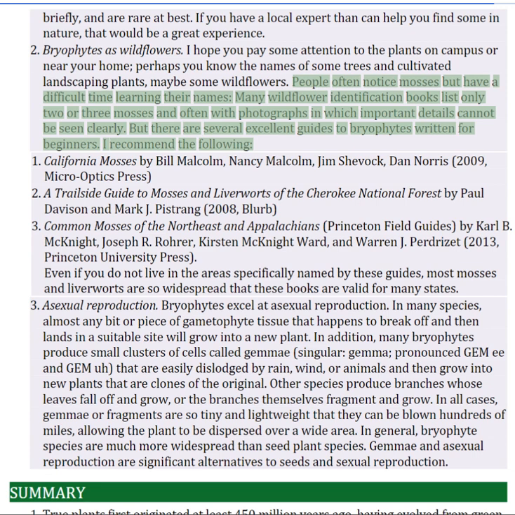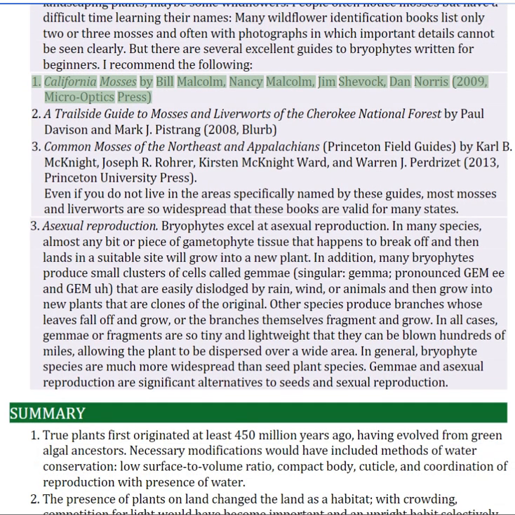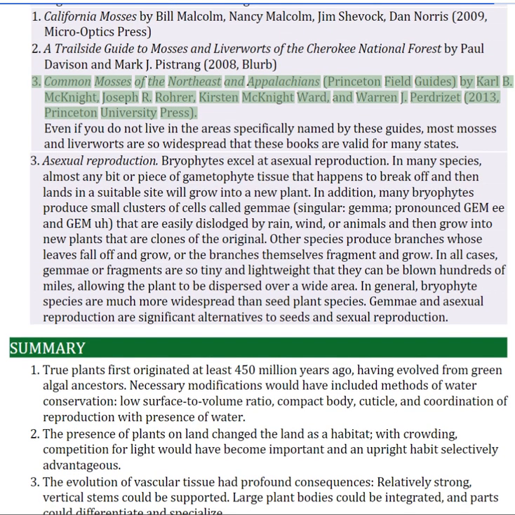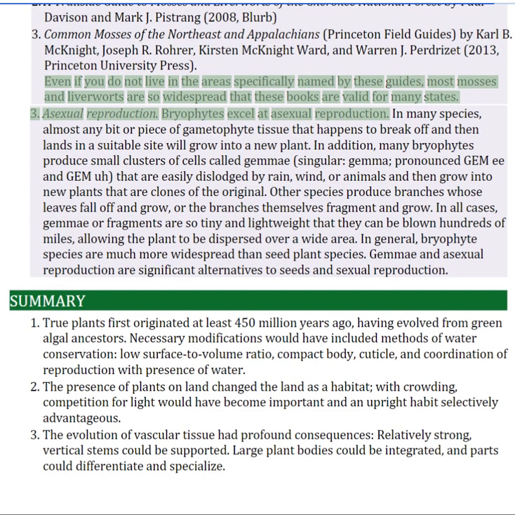I recommend the following. 1. California Mosses by Bill Malcolm, Nancy Malcolm, Jim Shevock, Dan Norris. 2. A Trailside Guide to Mosses and Liverworts of the Cherokee National Forest by Paul Davison and Mark J. Pistrang. 3. Common Mosses of the Northeast and Appalachians by Carl B. McKnight, Joseph R. Rohrer, Kirsten McKnight Ward, and Warren J. Perdrizet. Even if you do not live in the areas specifically named by these guides, most mosses and liverworts are so widespread that these books are valid for many states.